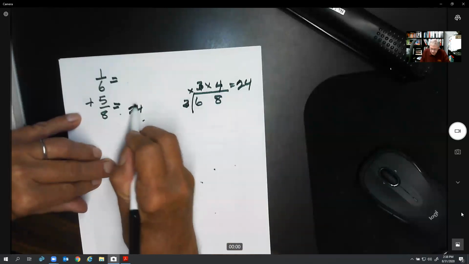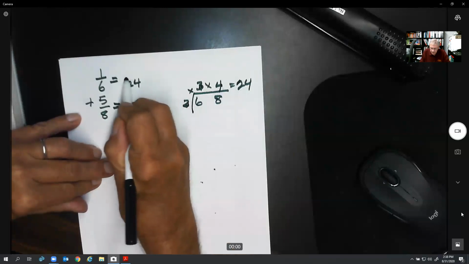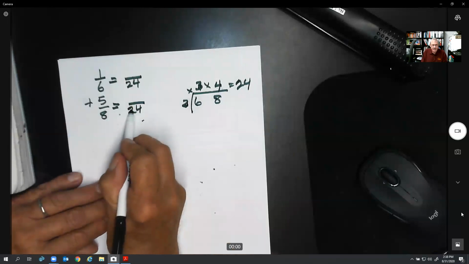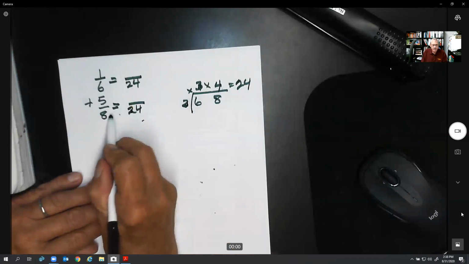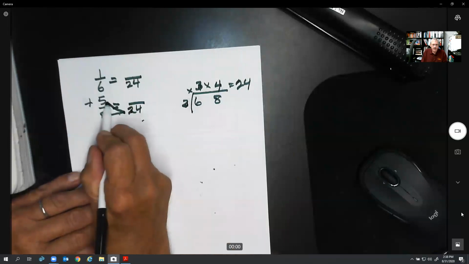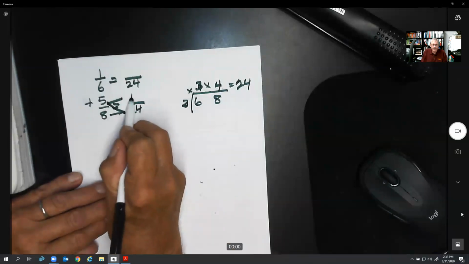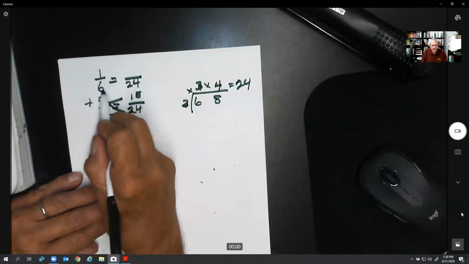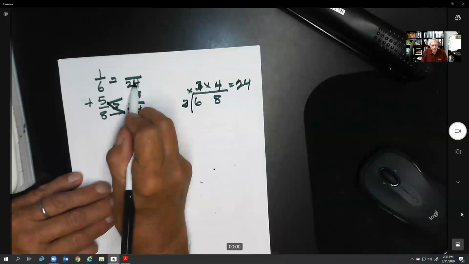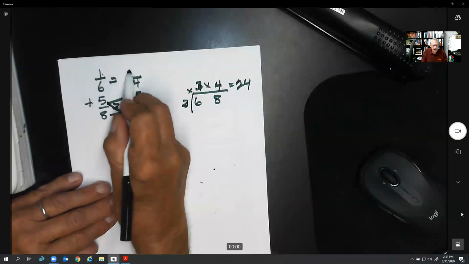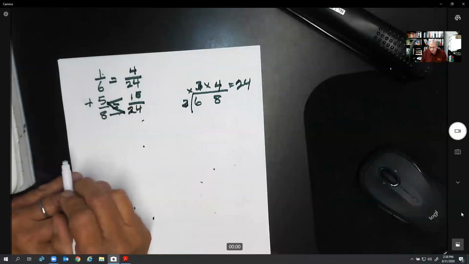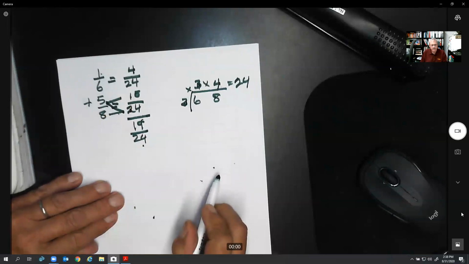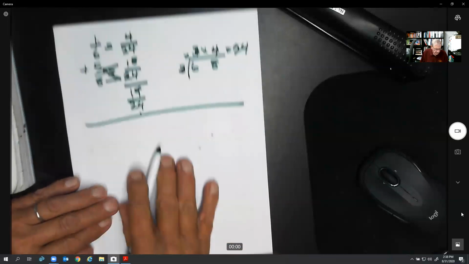24. Smallest common denominator. LCD, lowest common denominator. 8 divides into 24, 3. 3 times 5, 15. Write it down. Divide, multiply, write it down. Divide, multiply, write it down. Okay, add them up. 19 over 24. Done. See, it doesn't have to be hard.